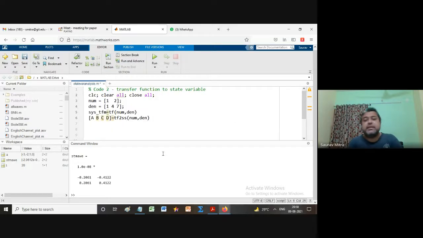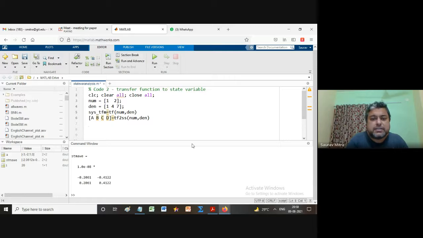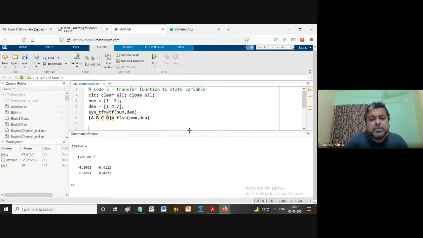In the second code, you give the numerator and denominator, and you get the ABCD matrix from there. So, clc, clear all is there, and you can check the name of the code: num and den. So num is 1 2, which means s plus 2, and the denominator is 1 4 7, that is s square plus 4s plus 7.